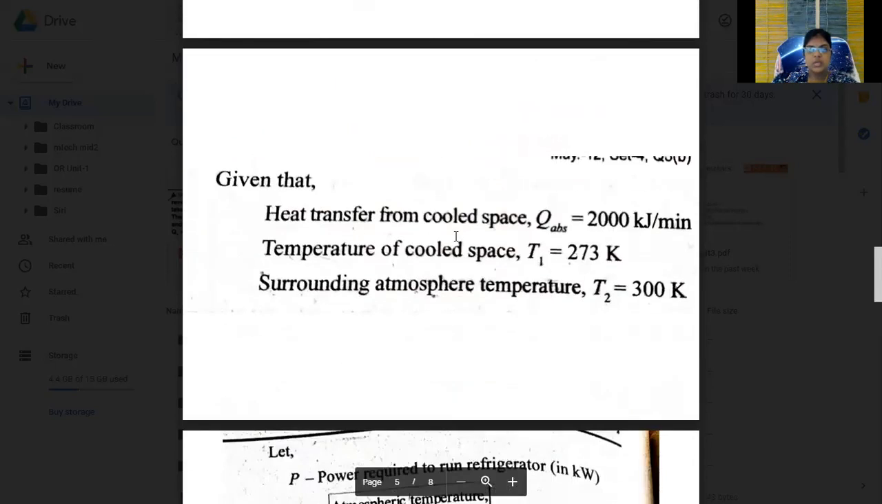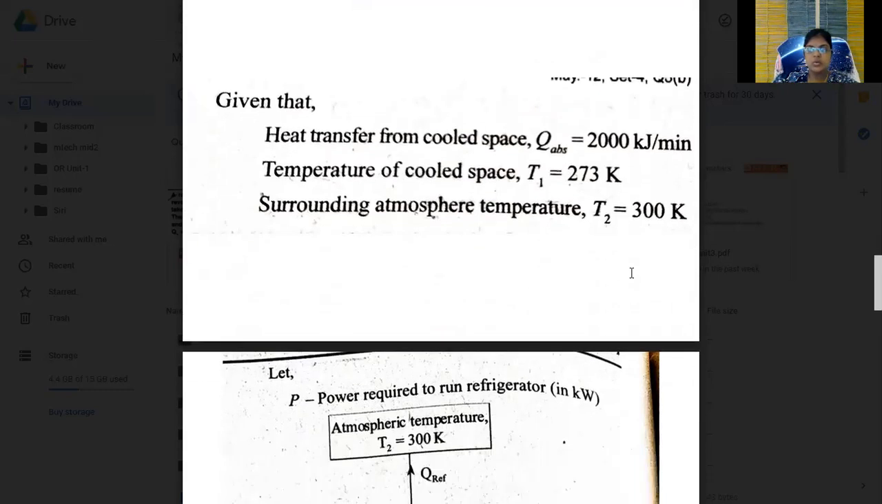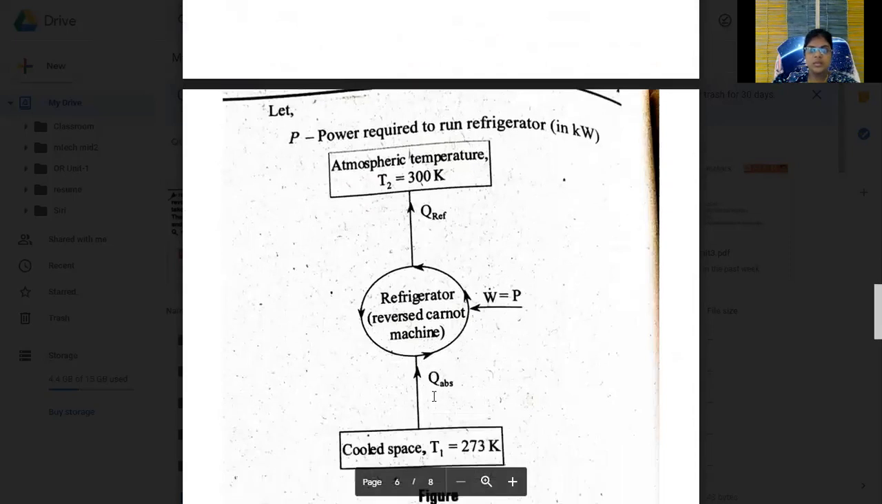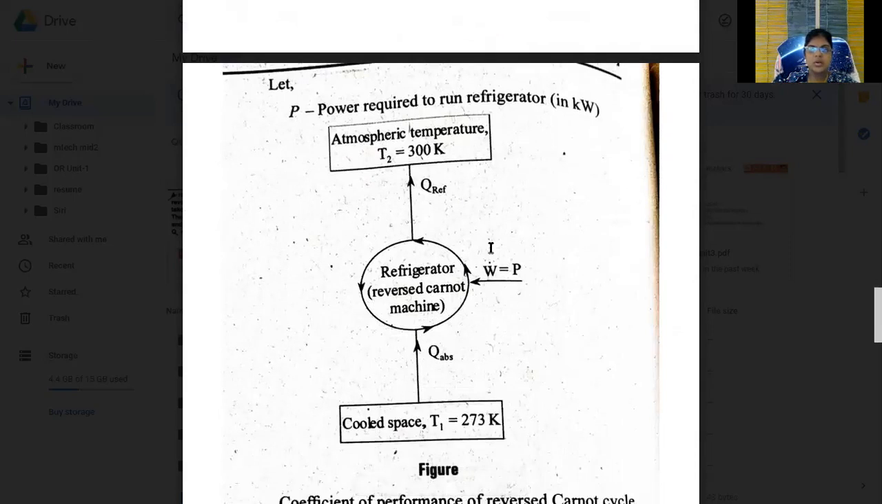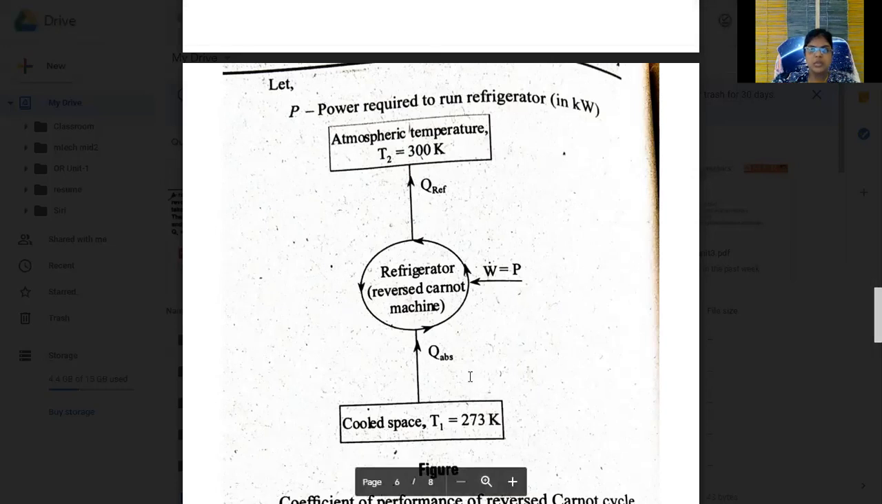First of all, heat transfer from the cooled space is 2000 kilojoule per minute, and temperature of the cooled space T1 is equal to 273 Kelvin, and surrounding temperature T2 is equal to 300 Kelvin. This is our refrigerator. So the sink is our cooled space, and our source is the atmospheric temperature. So lower temperature maintains 273. Source means higher temperature, and sink is lower temperature.